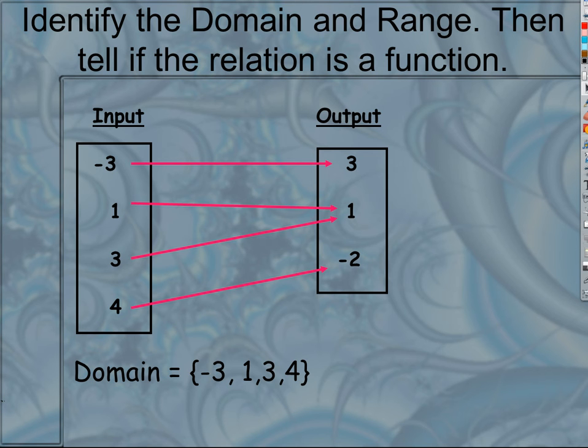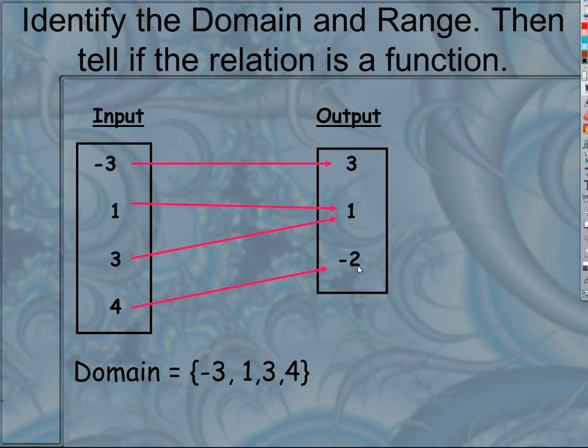If I input the x value -3, the relation outputs the single value positive 3. If I input the x value 1, the relation spits out the single value y equals 1. If I input the x value positive 3, the relation spits out the single y value positive 1. And if I input the x value 4, the relation spits out the single y value negative 2.